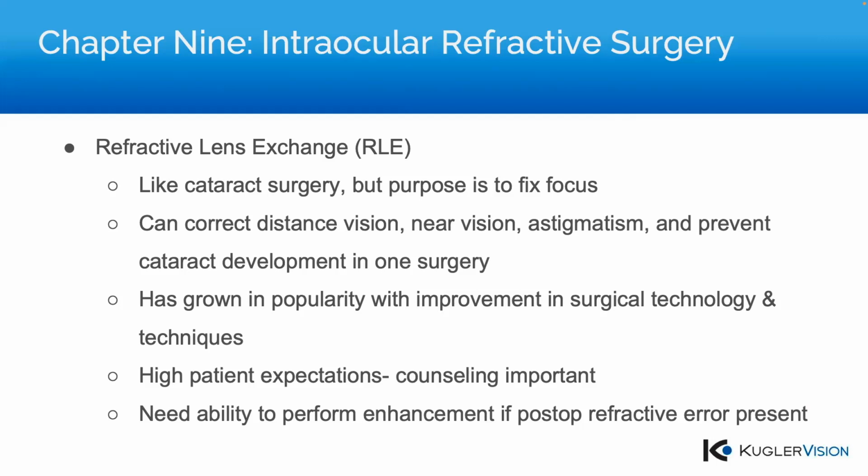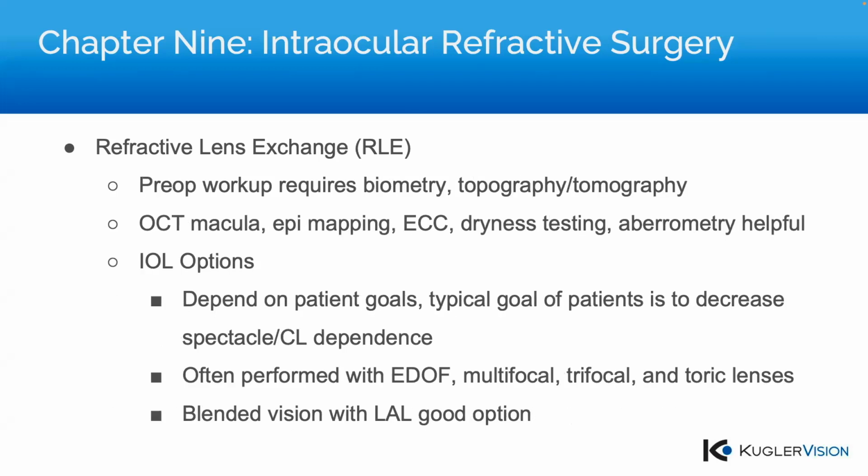Many of these patients coming for this type of surgery have very high expectations, so counseling is important. Once again, that's the common theme throughout this, is you really need to counsel. You also need the ability to perform an enhancement. We tell our patients that 10 to 15% of the time, we're going to be off the mark with the prescription of the lens we put in their eye, and they'll need to have something like LASIK or PRK to do a subtle enhancement to achieve the best vision possible out of contacts and glasses. So you need to have a means to be able to fine tune the prescription if you're off a little bit. Pre-op workup is very similar to cataract surgery.